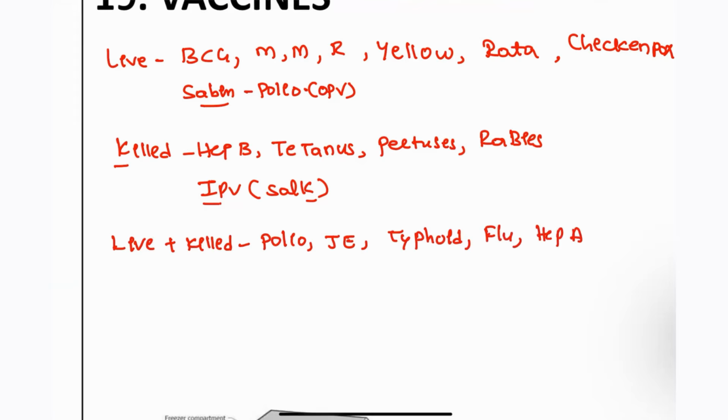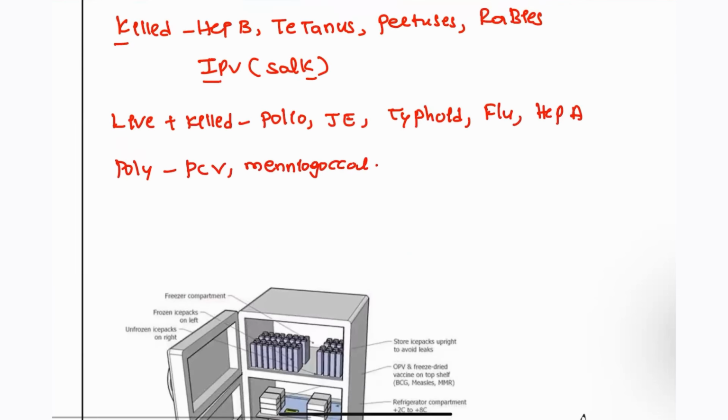Next, polysaccharide vaccines like PCV, pneumococcal vaccine, and the meningococcal type is also going to be polysaccharide. Next, recombinant type. These are hepatitis B and also, nowadays the common one, the HPV vaccine. Okay, these are the types.